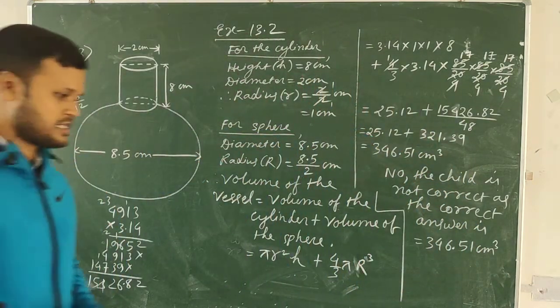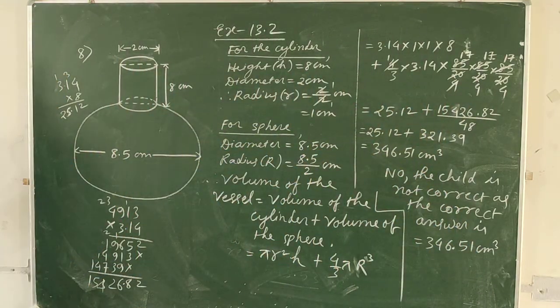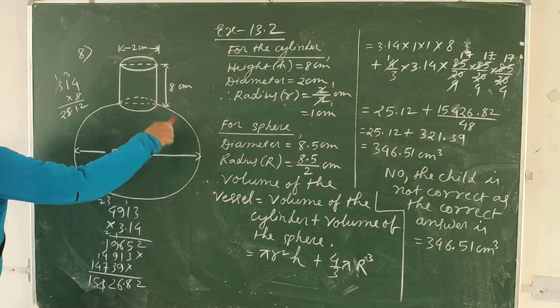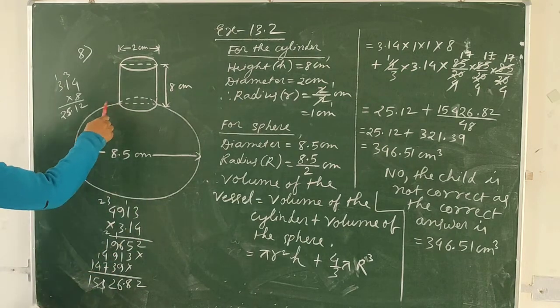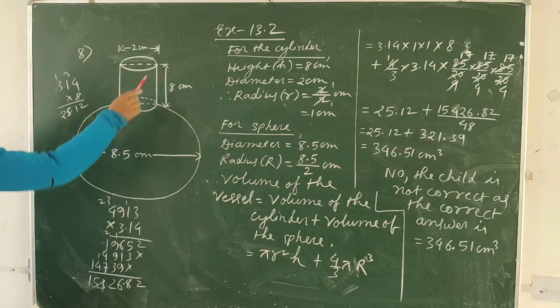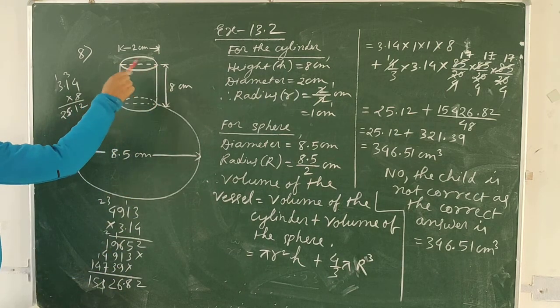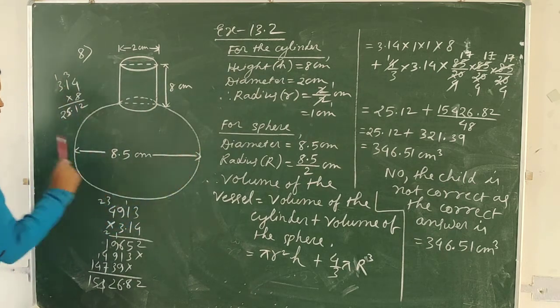So let us discuss the sum, students. One cylindrical vessel is there, one spherical vessel is there with cylindrical leg. The vessel is spherical. I think all of you have seen such kind of vessel. Earthen pots you have seen, no, of this shape. So the main body is spherical, but the neck is cylindrical. The height of the cylindrical portion is 8, and the diameter of the cylindrical portion is 2 cm, and the diameter of the spherical portion is about 8.5 cm.